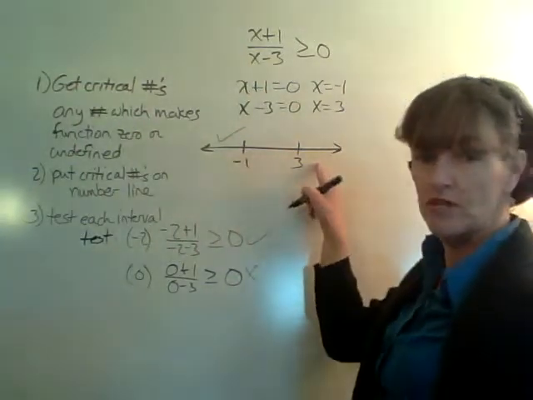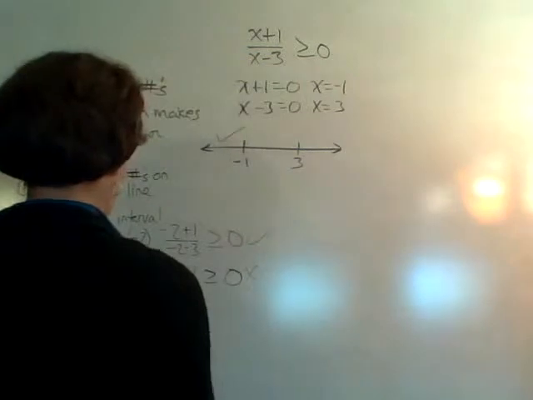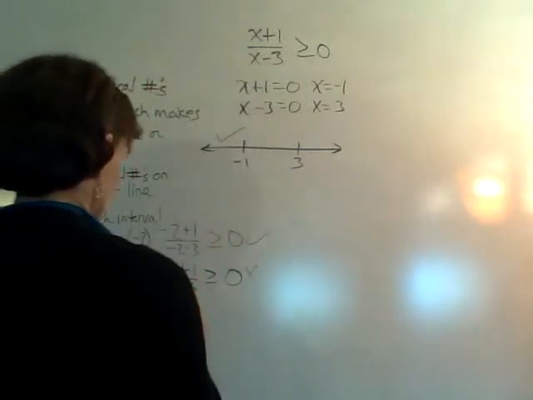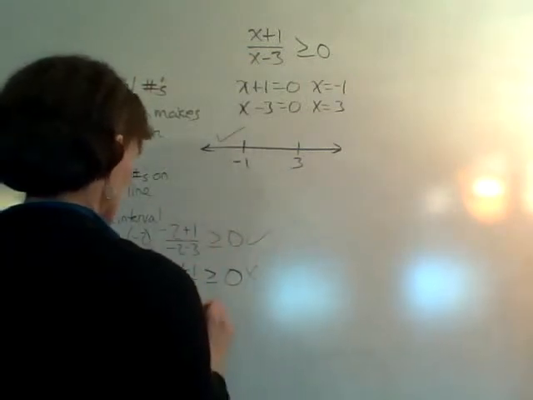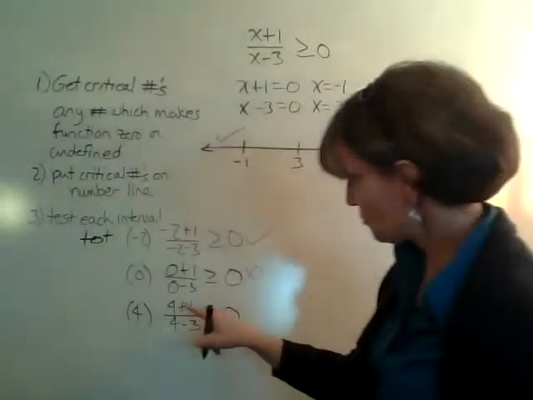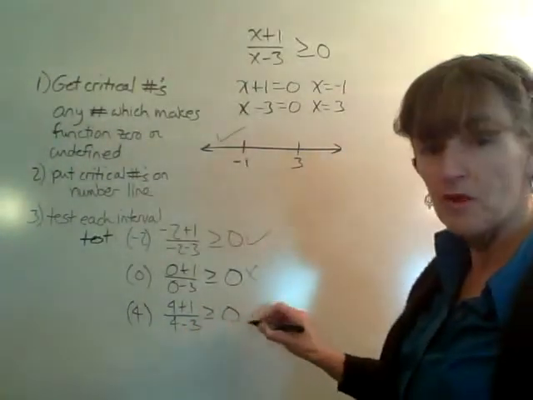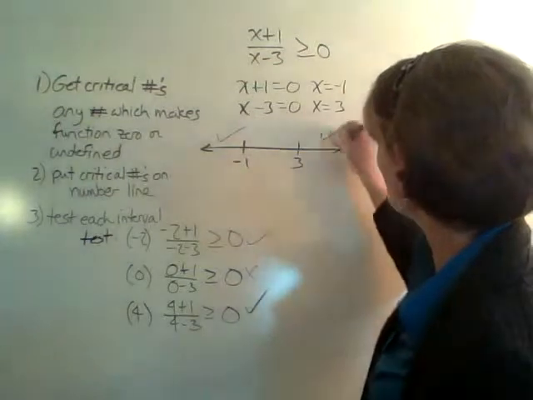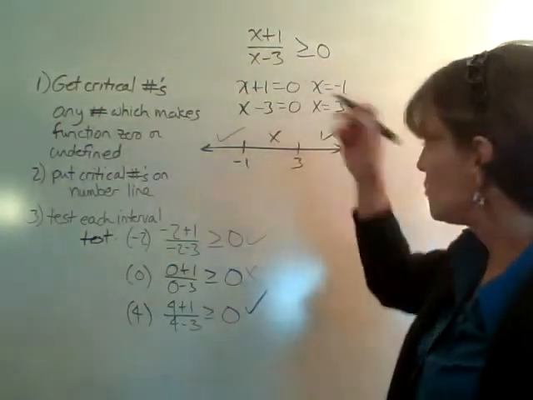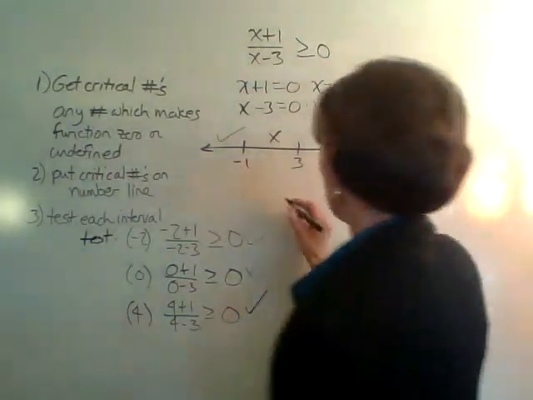Now let's put 4 in for this interval. All right, when I put 4 in, then I have 4 plus 1 over 4 minus 3. And sure enough, the numerator is positive, the denominator is positive, so the whole thing is positive, and those numbers make my inequality true.